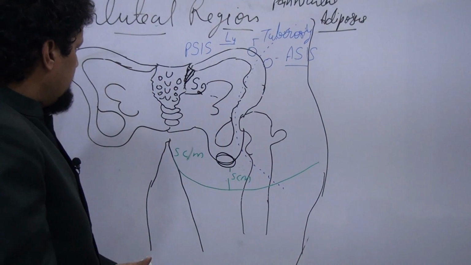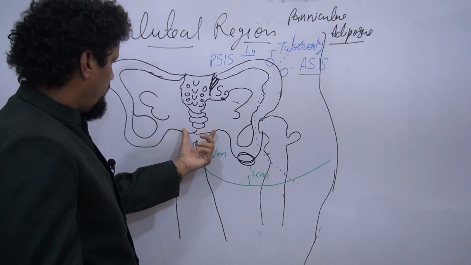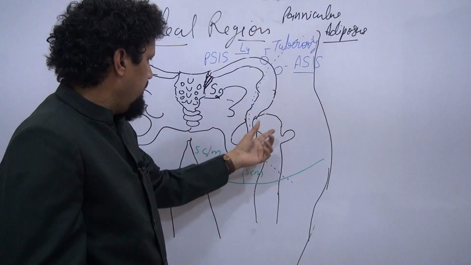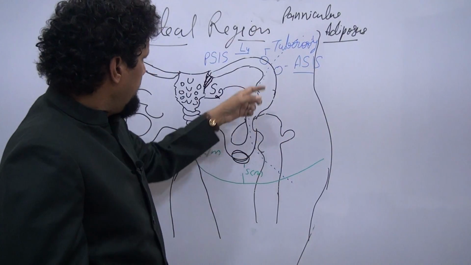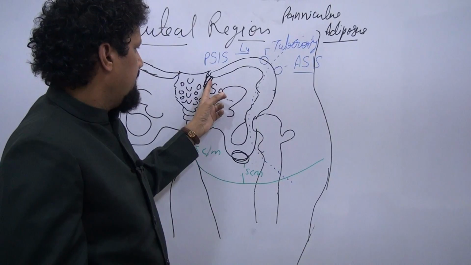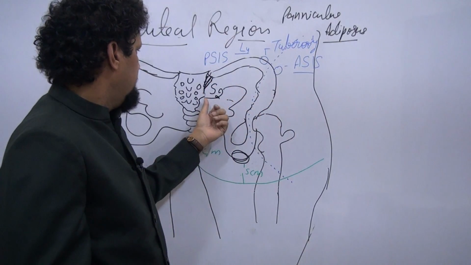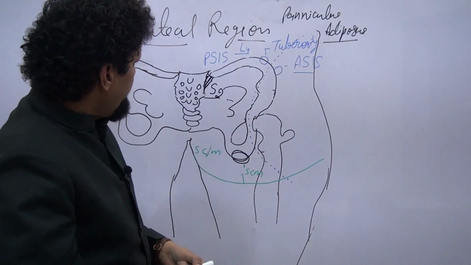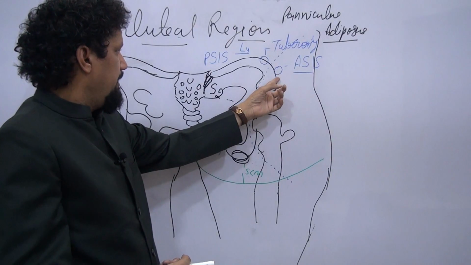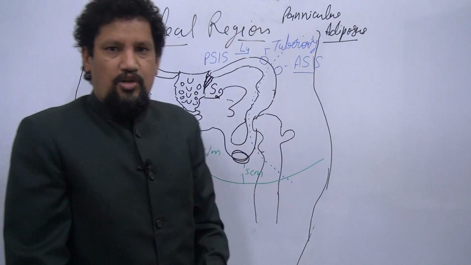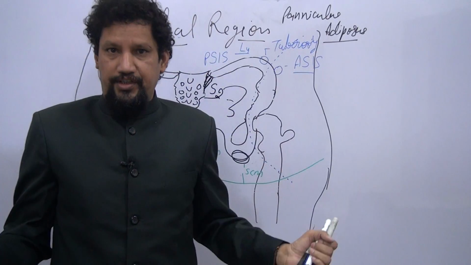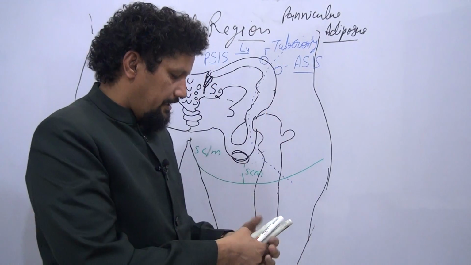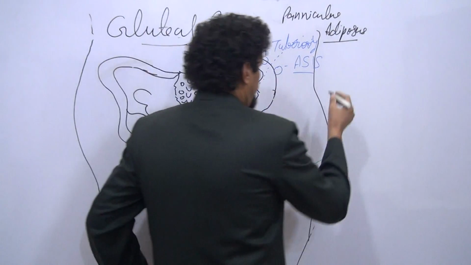The bony landmarks are again the sacrum, the coccyx, the ischial tuberosity, the greater trochanter, the lesser trochanter, the head of the femur, and the anterior superior, posterior superior iliac spine. The posterior inferior is here and anterior inferior is here. The tuberosity of the iliac crest, 5 cm behind the anterior superior iliac spine. Now I will talk about the fascia, which is covering the gluteal region. Two types of fascia. One is the superficial and other is the deep fascia covering the gluteal region.